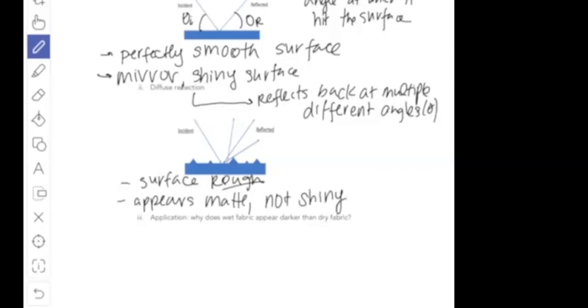Now, if you're wondering exactly how this ties back to fibers and dyes, I want you to take a minute and think about the last time you spilled water on your clothes or you took your clothes out of the laundry and they were wet. Did the color of the clothes change? Stop and think about it for a minute. Yeah, so clothes appear to be darker in color when they're wet. But that color change reverses as soon as the clothes dry.